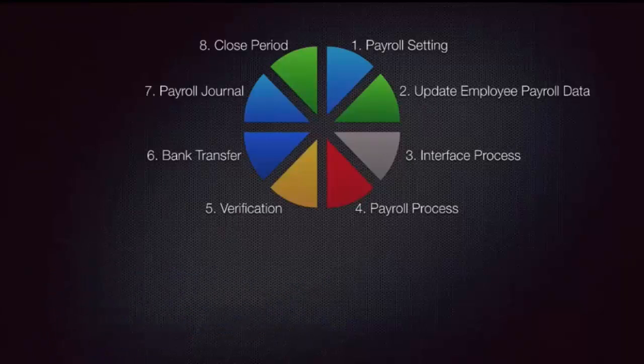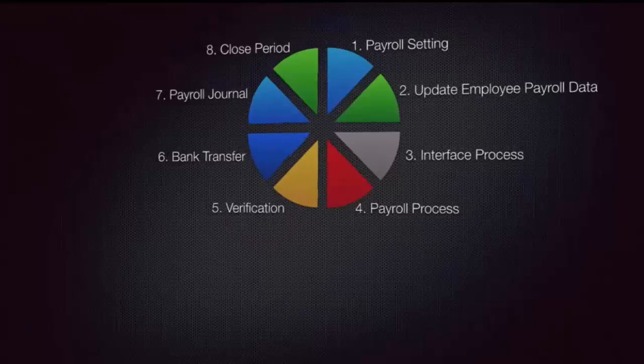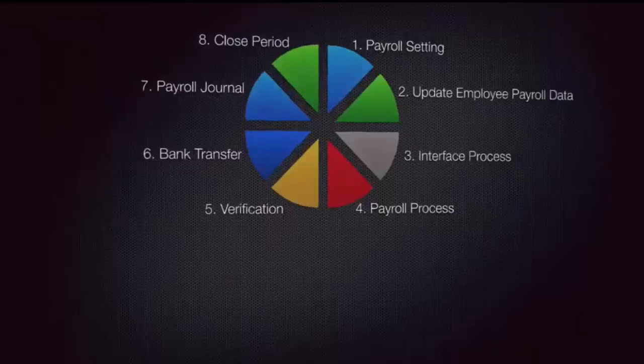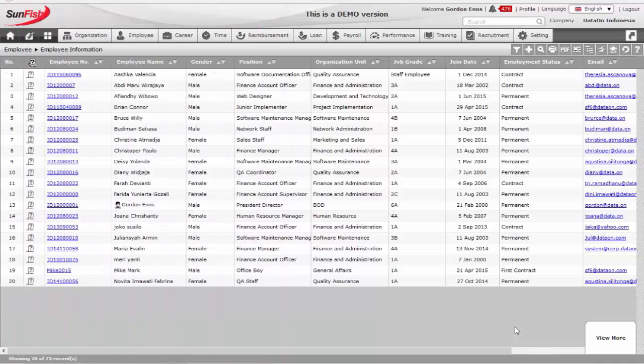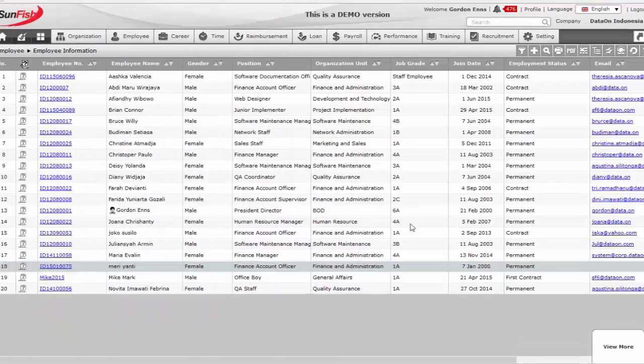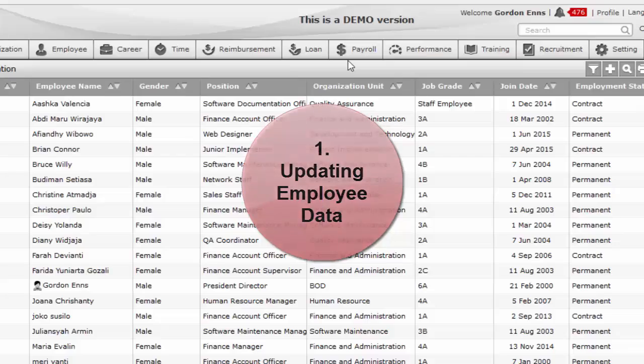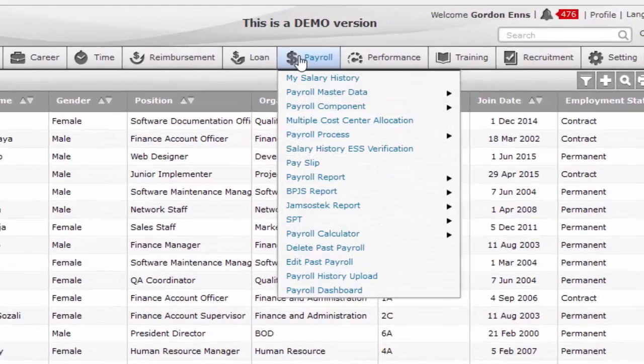Payroll cycle is divided into 8 steps: employee data update, interface process, payroll process, payroll reports, bank transfer, payslip, payroll journal, and close period. The first thing the authorized users need to do in the payroll cycle is updating the employee data. To begin with, go to payroll, employee payroll data.